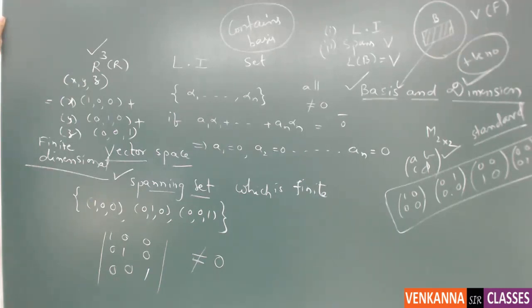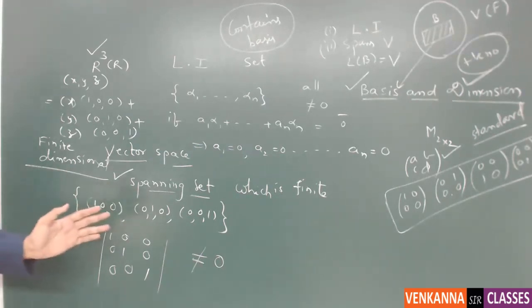And you observe that whatever vector you take in R cubed, it is represented as a linear combination of these 3 vectors. So it satisfies the 2 properties, spanning and independence, hence it is a basis for R cubed over R. This type of basis we call the standard basis. Usually the combination of ones and zeros we call a standard basis.